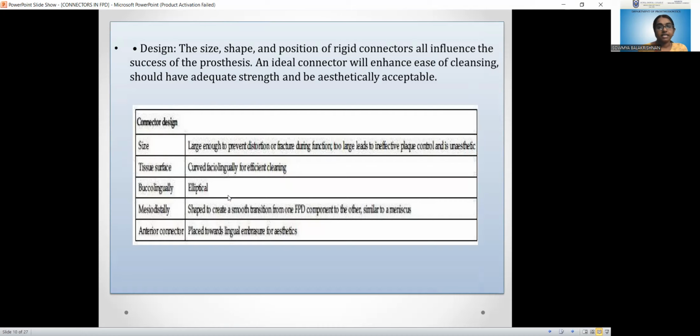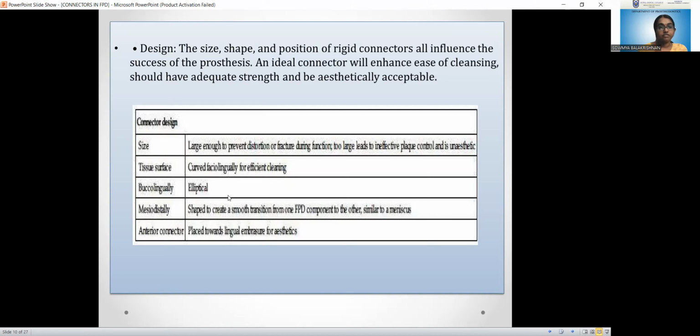An ideal connector should promote adequate cleansing, it should have adequate strength, and it should be aesthetically acceptable. When you design a connector, the size should be large enough to prevent fracture or distortion during function, but too large a connector leads to ineffective plaque control, and that is also unaesthetic. So size should be large enough to prevent fracture, but it should not be too large.